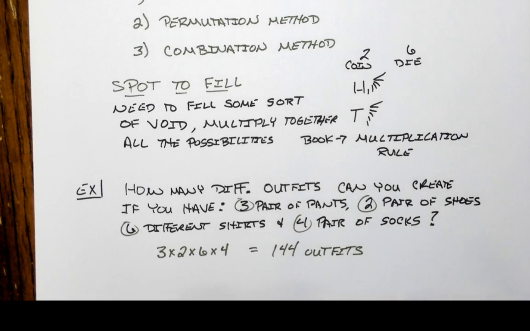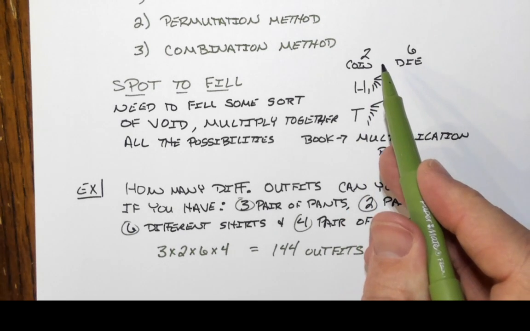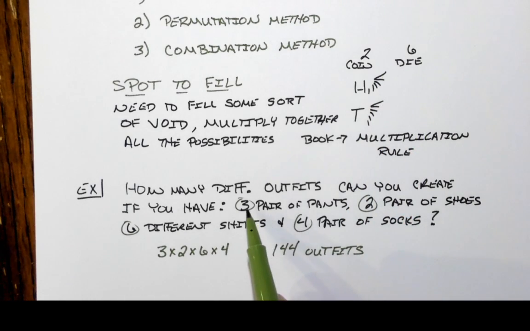Again, how many different outfits can we come up with? Take all the possible things to fill the void and multiply together. Or, like we did up here with the probabilities: 2 chances, 6 chances. Well, we've got 3 chances on these, 2, 4, all the way through.